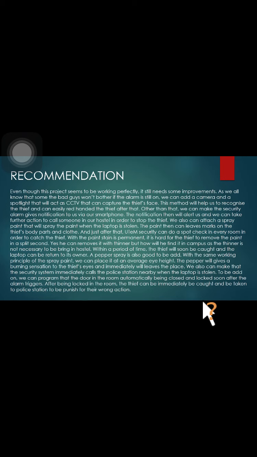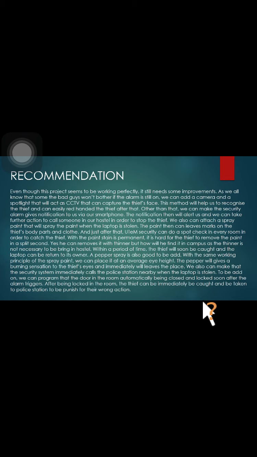And just after that, UTeM security can do a spot check in every room in order to catch the thief. If the paint stain is permanent, it is hard for the thief to remove the paint in a split second. Yes, he can remove it with thinner, but how will he find it on campus as thinner is not necessary to bring into a hostel. Within a period of time, the thief will soon be caught and the laptop can be returned to its owner.